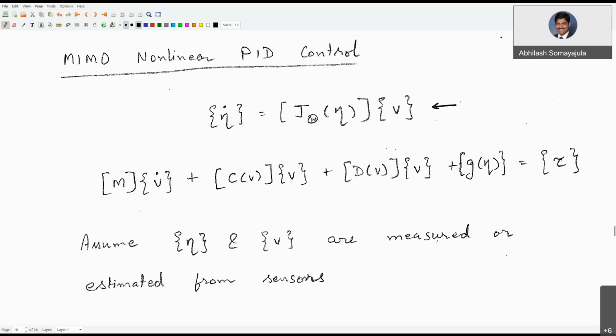So these were our kinematic equations, and these represented our dynamic equations of motion. And we are assuming here that the states are completely known to us, which means that eta and v, which means the positions and velocities, are either measured or we know precisely what their values are. So one of the two is happening. Either we are directly measuring them or we are estimating them from other measurements from our sensors.